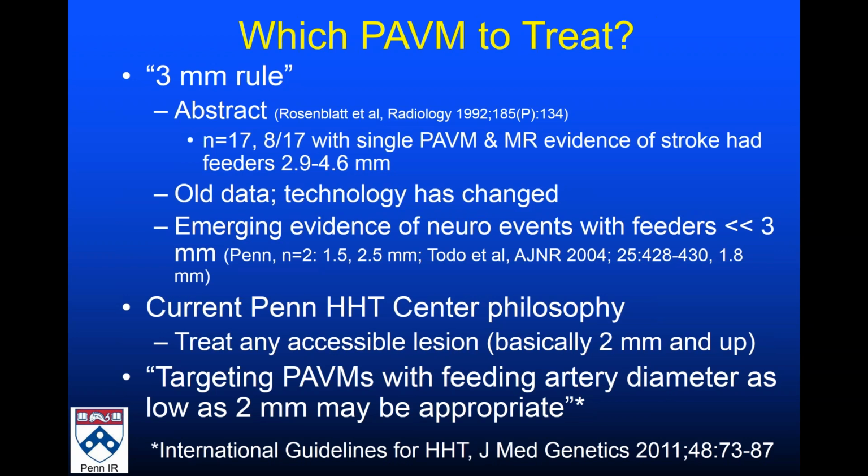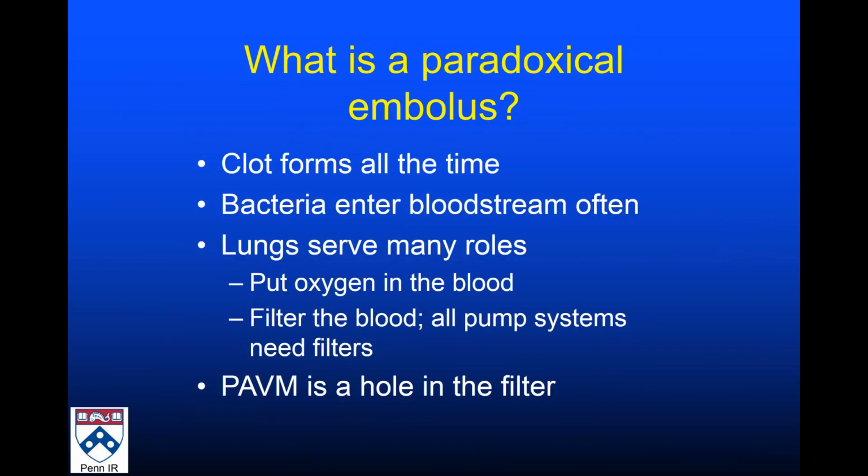Well, that was based on old data, and the technology has really changed. If you talk to people in centers, they now treat PAVMs with feeding arteries of 2 millimeters and larger, and that's actually acknowledged in the international guidelines with the statement at the bottom that it may be appropriate to treat feeding arteries as low as 2 millimeters. That change came on the basis of a number of reports, including 2 from our center, where patients had strokes with feeding arteries less than 3 millimeters in diameter. And that makes perfect sense, because obviously we can have small blood clots or bacteria that go through those small feeding connections and still get neurological events.